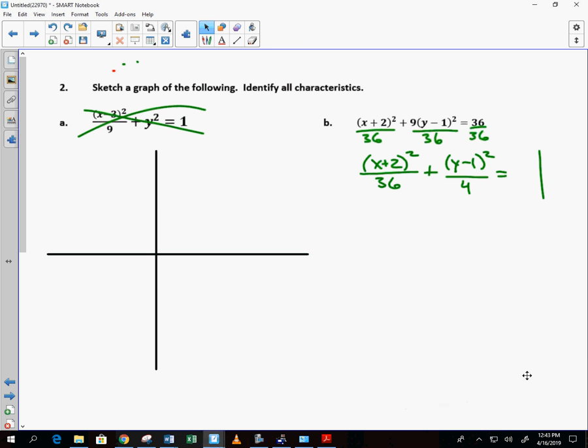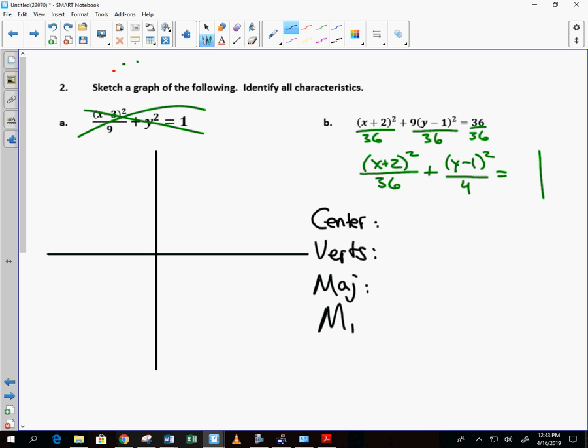Okay, here we are. Center. Vertices. Length of the major axis. Minor axis. Foci. And eccentricity.